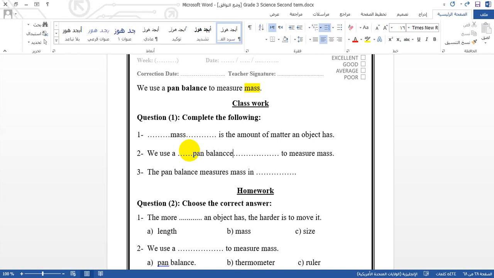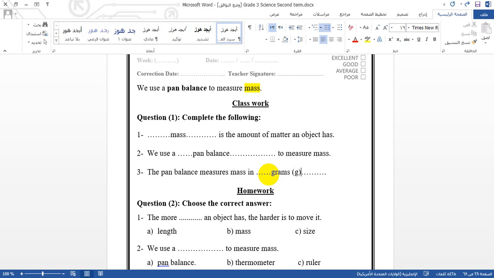Okay, so the band balance measures mass in what exactly, guys? Do you remember? I told you mass is the amount of matter, how many grams or how many kilograms. For that reason we will write here: the band balance measures the mass in grams. Let me write it here. I hope there are enough spaces. And the shortcut of grams is what, guys? It is the letter G. Letter G is the shortcut of grams.